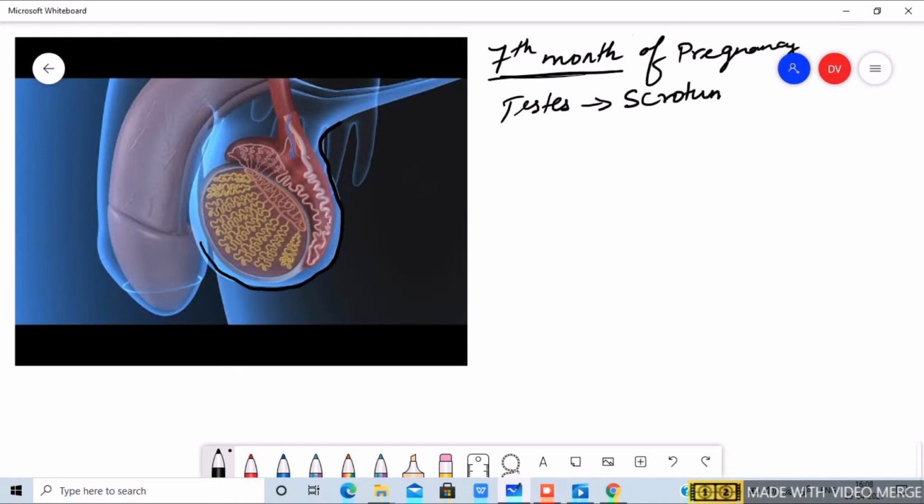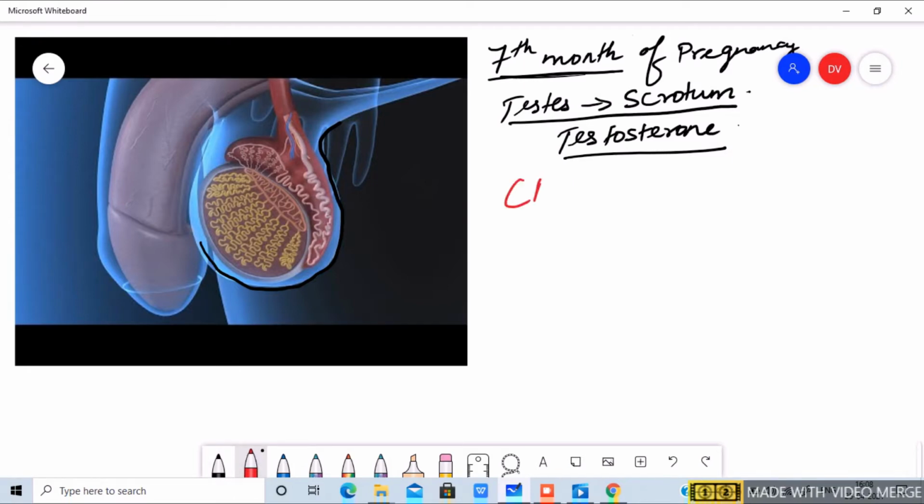That has to happen because it is very important that the testis is located inside this sac, and not remaining in the abdominal cavity. So this happens with the help of a hormone called testosterone. But sometimes what happens is, because of the deficiency of the hormone, the testis will not descend into the scrotum. That condition is known as cryptorchidism.